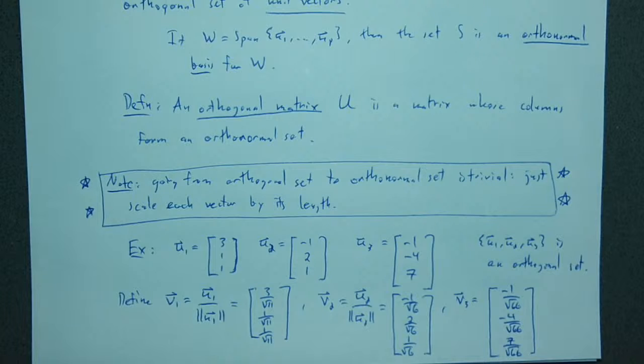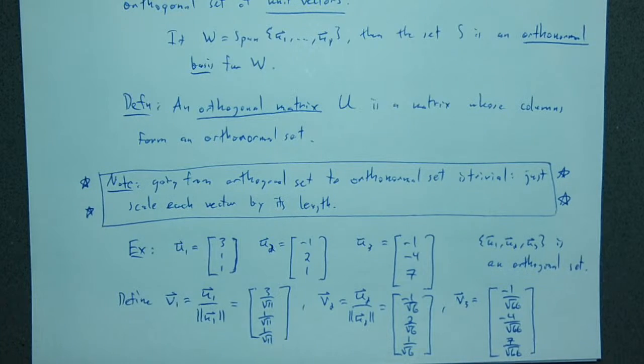But then what do you do, right, if you're in R4 or R5? How are you gonna construct those vectors? You can't. So we are going to come up with an entire process called the Gram-Schmidt process that spits out orthogonal sets, starting from some basis.